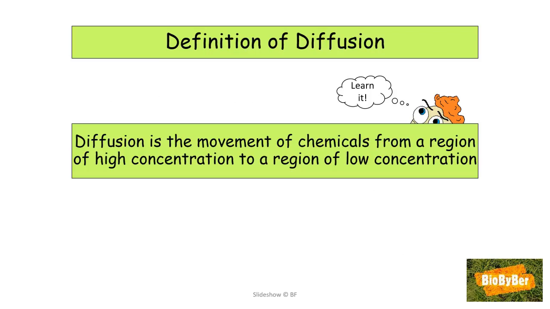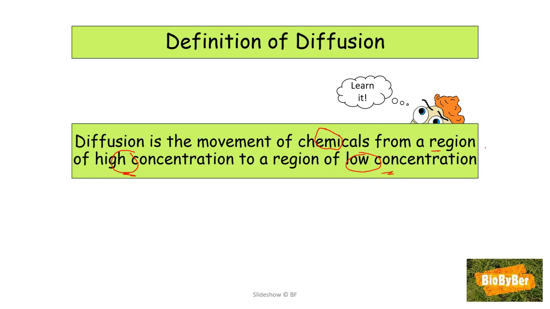Let's look at the definition of diffusion. As a heads up, make sure that you learn it. It is an objective of this lesson and specifically mentioned on the biology syllabus. Now, diffusion is the movement of chemicals from a region of high concentration to a region of low concentration, from a region where there are a lot of these chemicals to a region where there are less.